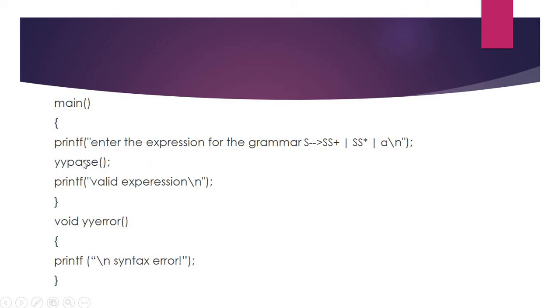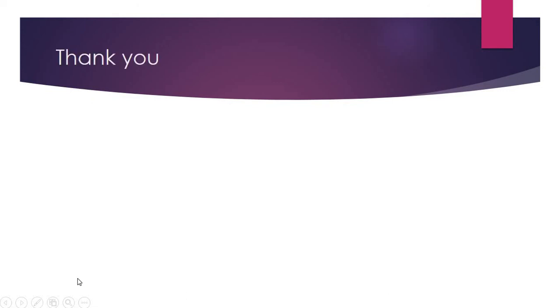Then we need to call the yyparse function. There all the code converted from the Yacc program to C functions will be present. That will be called by giving yyparse. Then if it is valid, we will print that it's a valid expression. If it is an error, it will go to the yyerror function. So we have redefined yyerror to print that it is a syntax error.